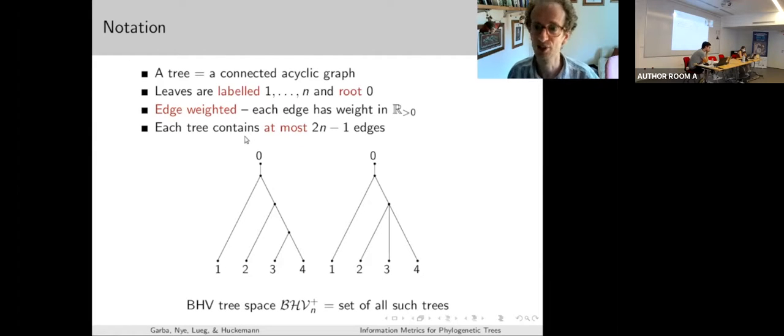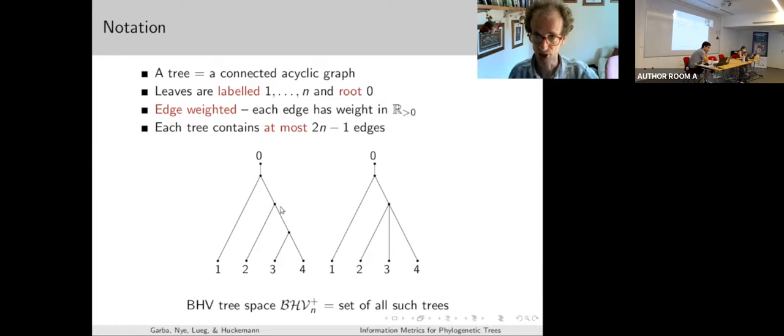Okay, so let's fix some notation then. A tree is a connected acyclic graph. I always say that in my talks because otherwise people actually think I'm talking about plants, but I'm not. I'm talking about mathematical trees. And all of the trees we're going to consider have the same set of leaves, or they have labelled leaves from 1 up to n, and a root which is labelled 0. So they're going to be rooted trees. They're going to be edge weighted, so each edge has a weight which is strictly positive.